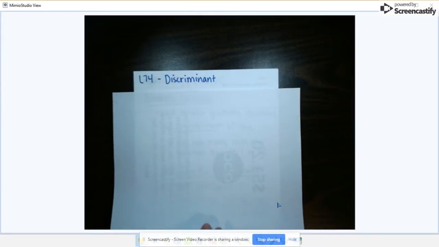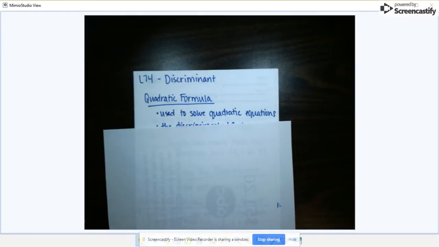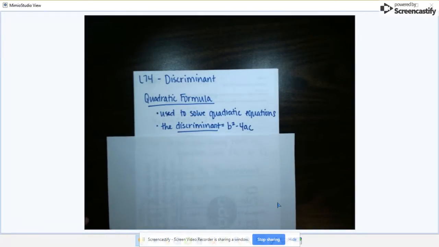Hey class, I'm going to introduce something called a discriminant. If you recall, our quadratic formula is going to take any quadratic equation, so anything with an x squared, and it's going to give us any solutions. We use that to solve our quadratic equations.